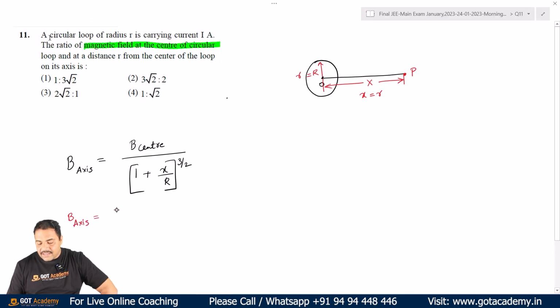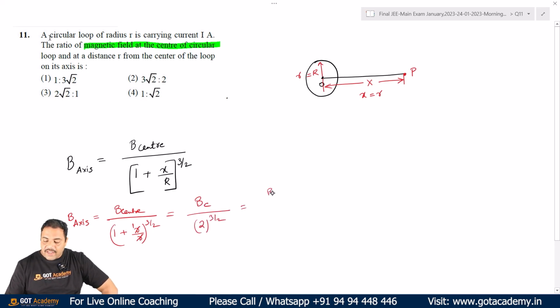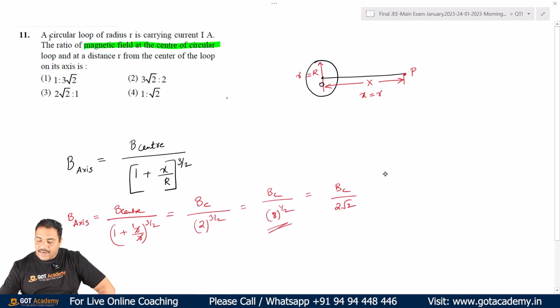First let us find it. Magnetic field on the axis is equal to the center field divided by 1 plus, both are equal to small r. X and capital R both are equal to small r. Now these both get cancelled. So magnetic field at center, C stands for center, divided by 2 to the power 3 by 2. 2 to the power 3 is nothing but 8 to the power of 1 by 2, which is nothing but 2 root 2. So the final answer is that the magnetic field on the axis is equal to center by 2 root 2.